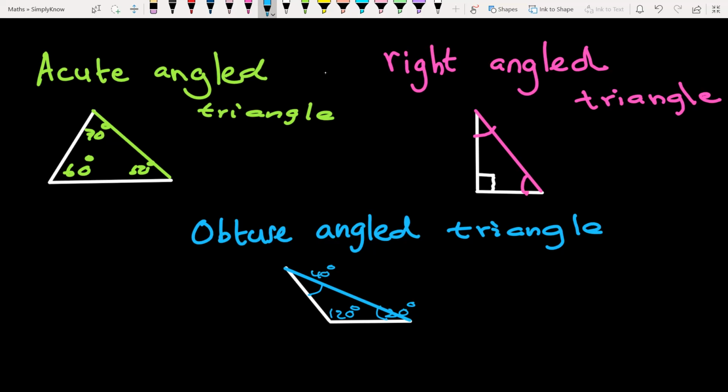So when we have one obtuse angle out of three angles of a triangle, we call it an obtuse angled triangle. So these are the different types of triangles based on their angles: acute angle triangle, right angle triangle, and obtuse angle triangle.